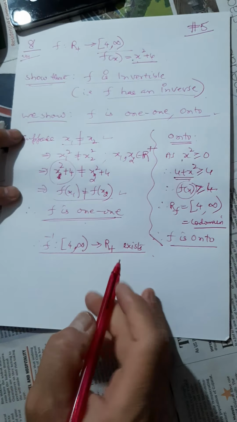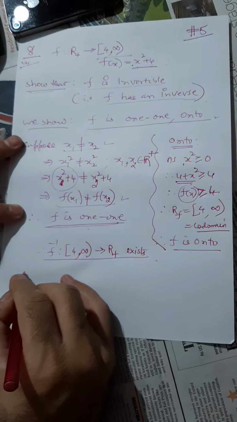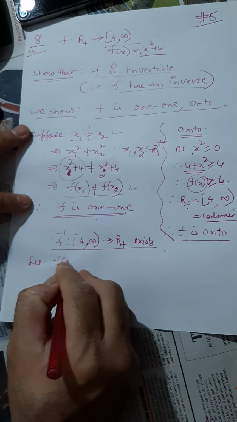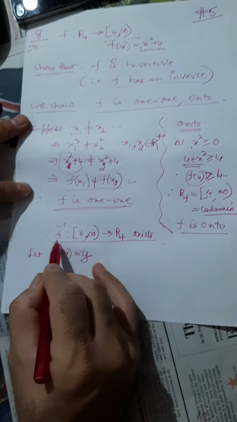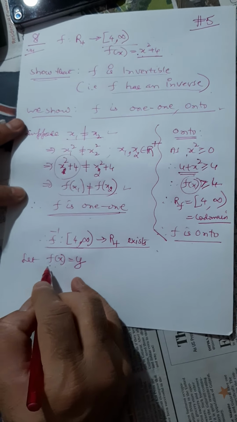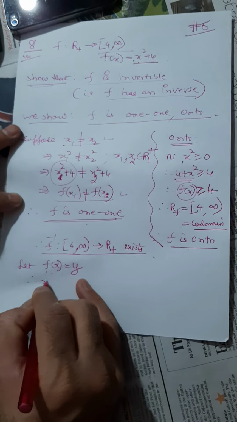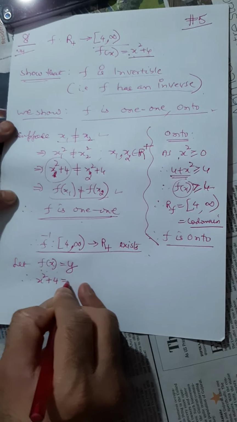Now the next part is the formula. Let the function equal y. This is a method to get the formula. We want the formula for f inverse. Now what is f(x)? x square plus 4 equals y.